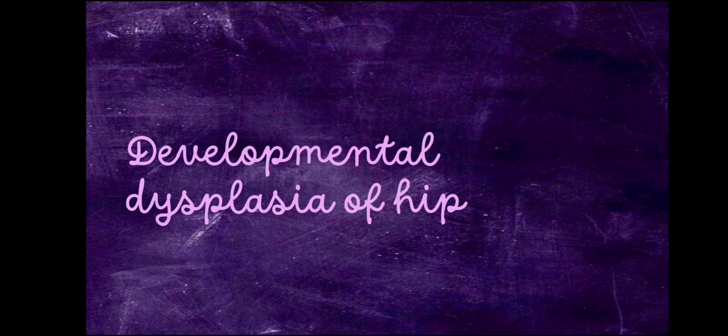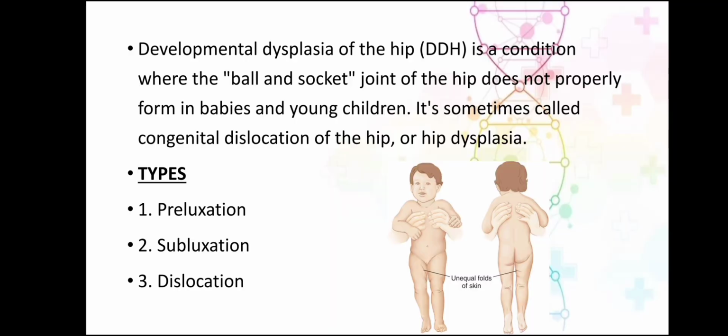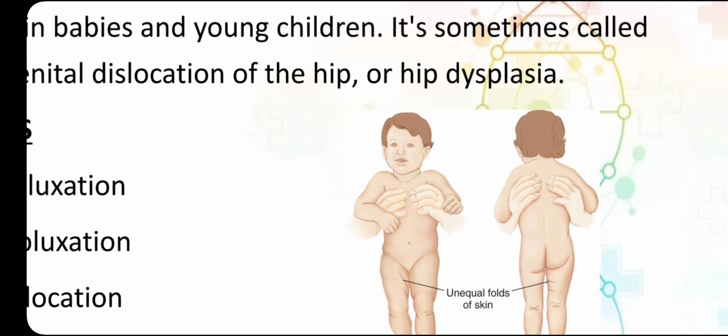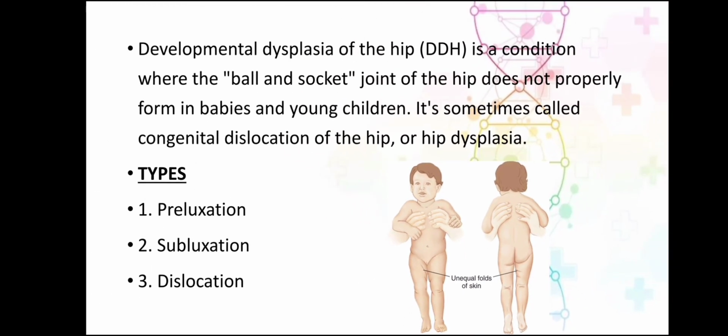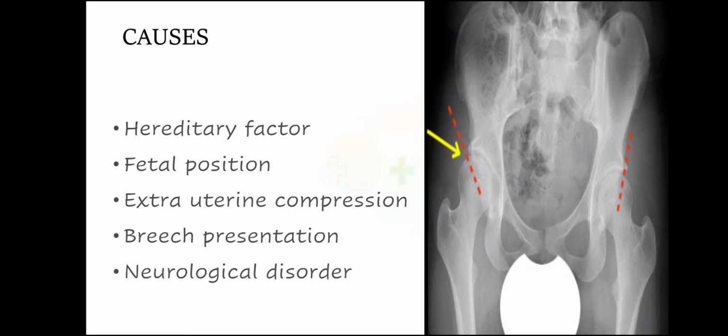Next is developmental dysplasia of the hip. Developmental dysplasia of the hip (DDH) is a condition where the ball and socket joint of the hip does not properly form in babies and young children. It's sometimes called congenital dislocation of the hip or hip dysplasia. So the hip bone and socket of the hip of the babies will not be formed correctly. The types are preluxation, subluxation and dislocation.